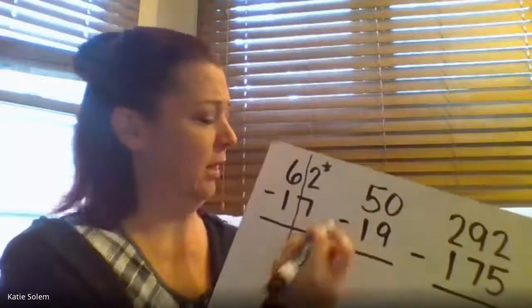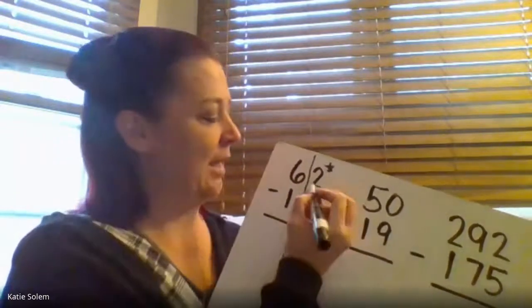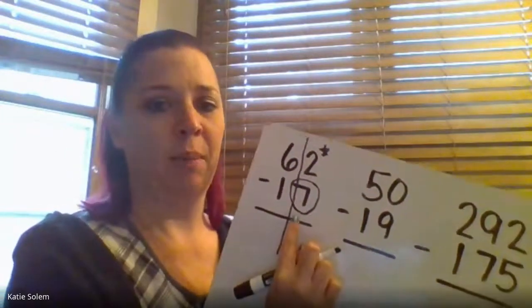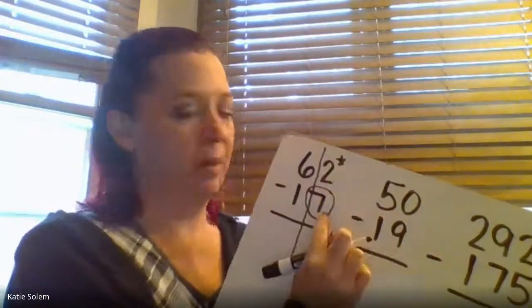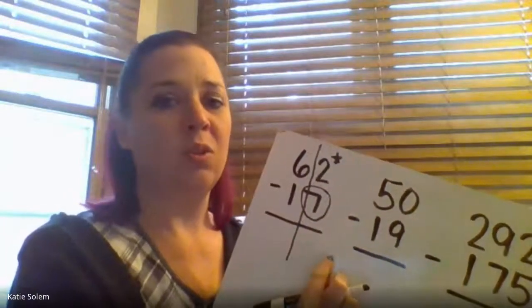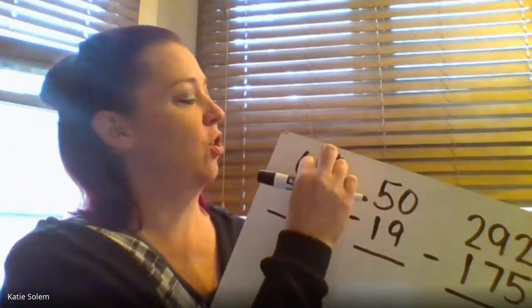Now, hold on a minute here. If I have 2, can I take 7 away from that? I can't. My bigger number is on the bottom. If that happens where the big number is on the bottom, we have to do something called borrow. So what the ones need to do is they have to go next door.